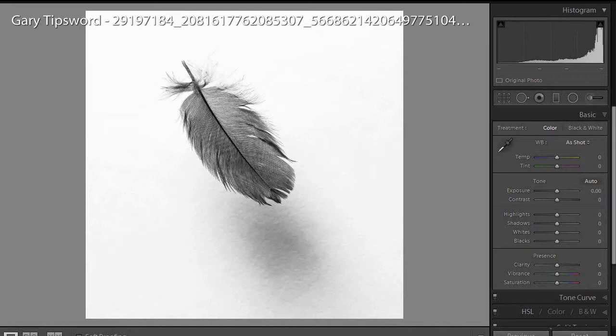This is obviously a still life of a feather, and Gary did include a little bit of the story that he placed the feather on a piece of glass that was suspended over a piece of construction paper, so that's how the image was constructed.